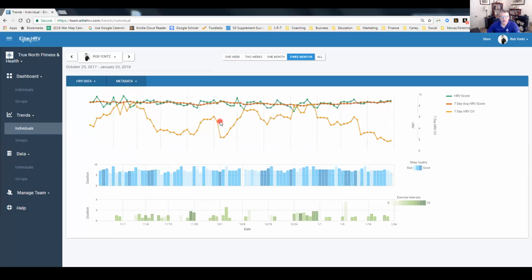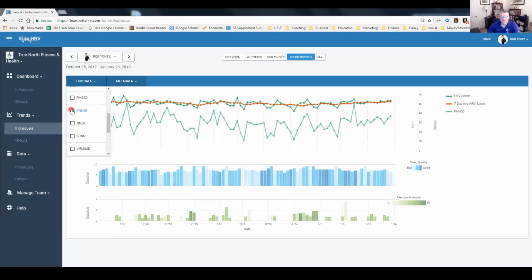So coming down here, looking at pNN50. So looking at this over time, this is kind of what it looks like. It varies, but you want it to be up. You want that percentage number to be up. My lowest number is a 14 right there.